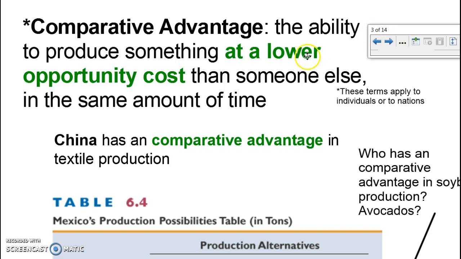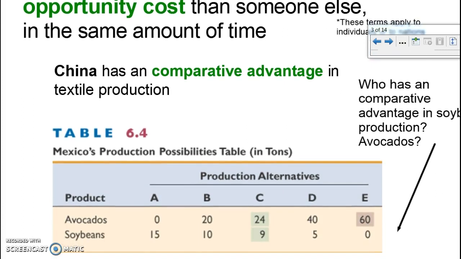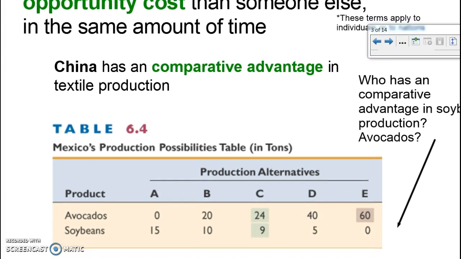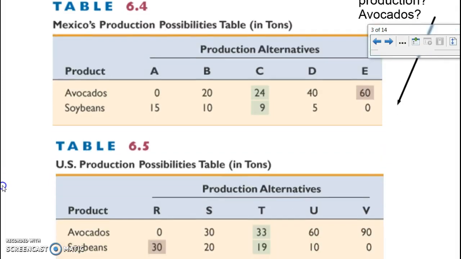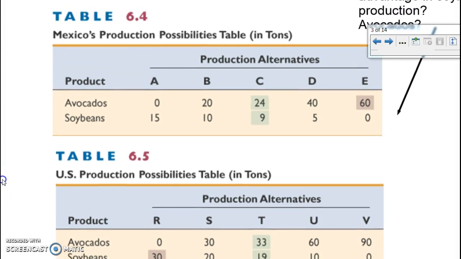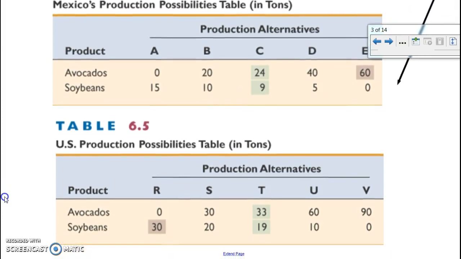So, for example, China has a comparative advantage in textile production. We might, in fact, be able to produce more t-shirts than China if we really tried, but they can do so at a lower opportunity cost. So when we look at opportunity cost, that changes this. Who has the comparative advantage in soybean or avocado production? Well, now we have to actually calculate opportunity costs.